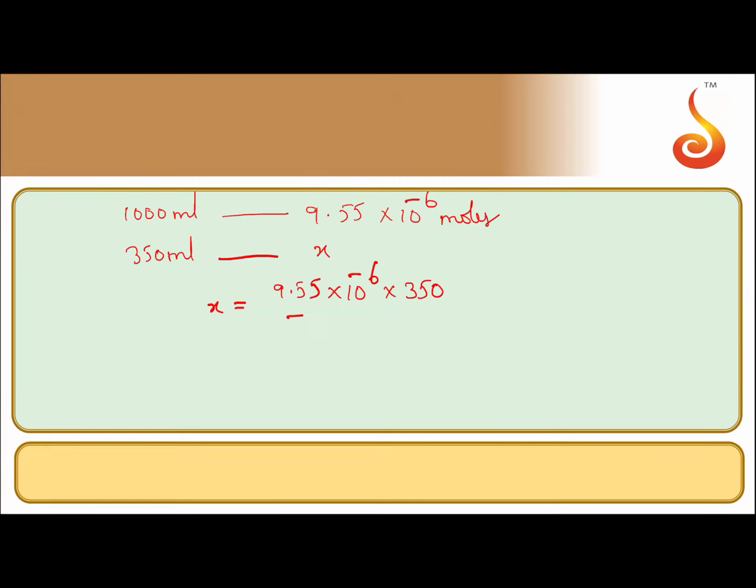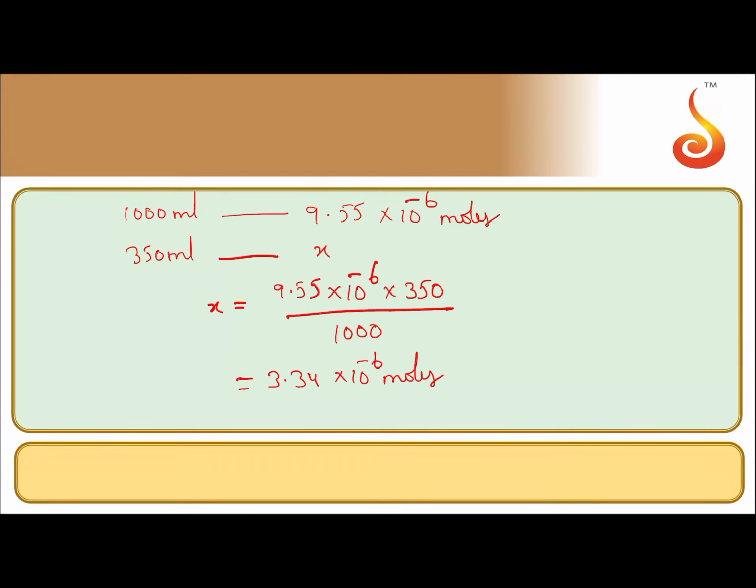This is for 1000 ml. 1000 ml solution contains 9.55 into 10 power minus 6 moles. Then how many moles does 350 ml solution contain? X is equal to 9.55 into 10 power minus 6 into 350 by 1000. We get the value 3.34 into 10 power minus 6 moles.